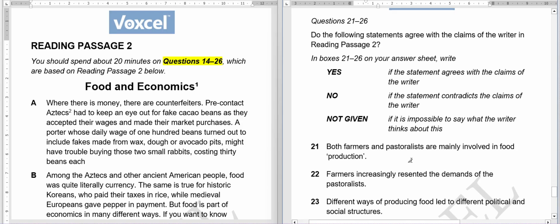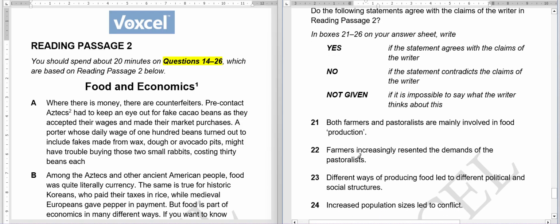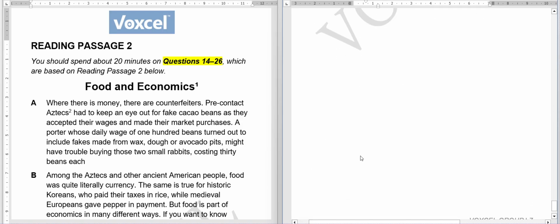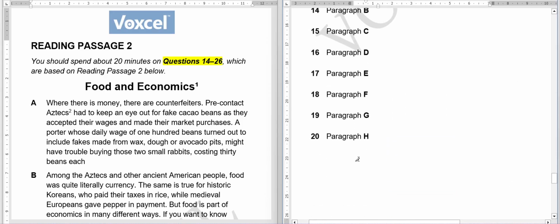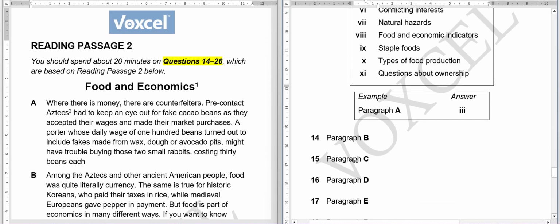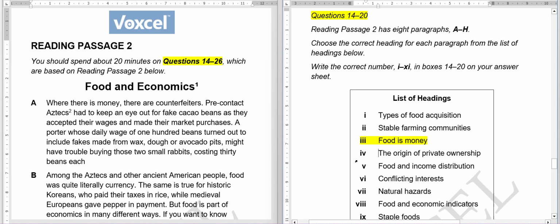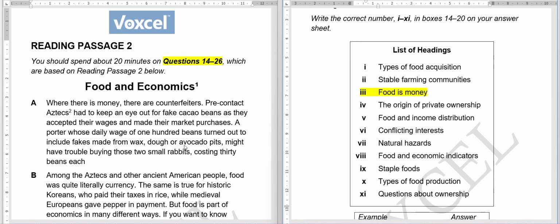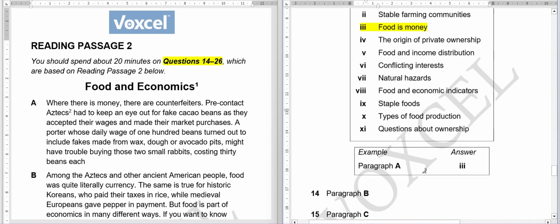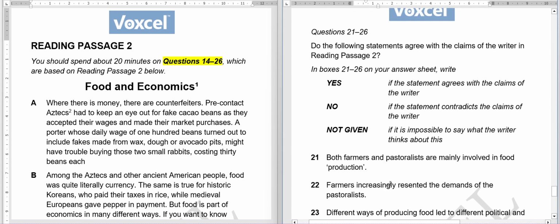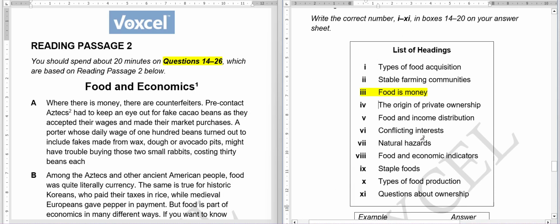And from 21 to 26 we have yes, no, not given. So we have only two sets of questions, list of headings and yes, no, not given. So I think our strategy will be straightforward. We will read the paragraph, then we will see what kind of option it should have as an answer, and then we will look at the yes, no, not given question, whether that information is given in that paragraph or not. Hope it is clear. Let's start.